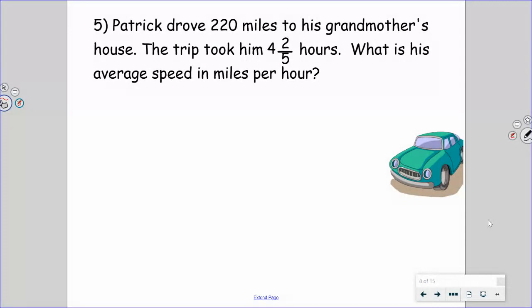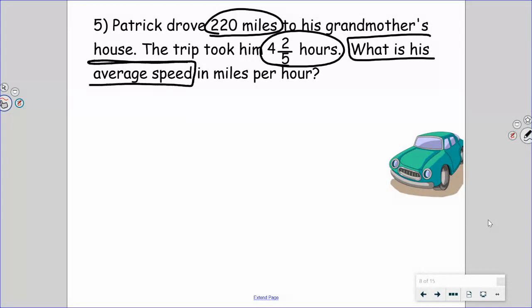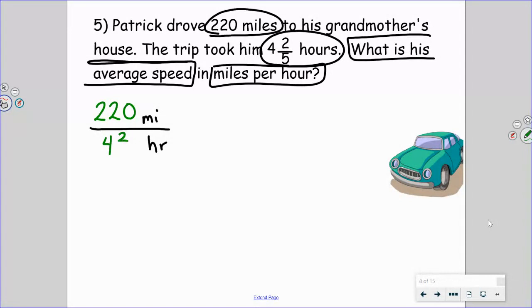Now let's do some real world problems. Patrick drove 220 miles to his grandmother's house. The trip took him 4 2/5 hours. Notice when I circle numbers and their labels. Question: what is average speed? And while you can stop there, I will choose to also box in miles per hour. So writing down miles per hour helps me to place the numbers in the correct order. 220 is the miles, 4 2/5 is the hours.